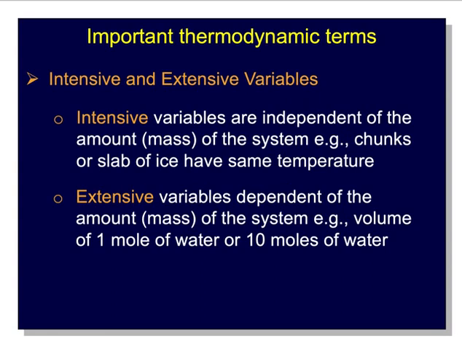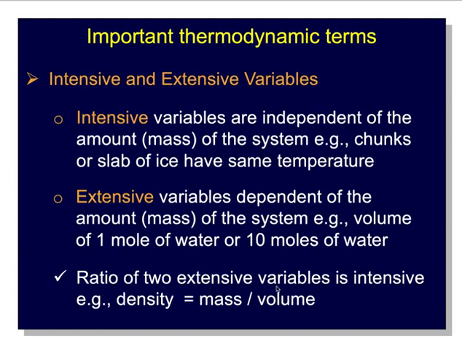Similarly, even mass is an extensive variable. What is the mass of 1 mole of water? 18 grams. Mass of 10 moles of water? 180 grams. Okay, so mass and volume are examples of extensive variables, whereas temperature is an example of an intensive variable. And one more important thing we have to understand here is that the ratio of two extensive variables is always intensive. Let's take an example again. Say density. Density is defined as mass per unit volume, we know that. Mass we have seen is an extensive variable, so is volume. So the ratio happens to be density, and this density is an intensive variable.